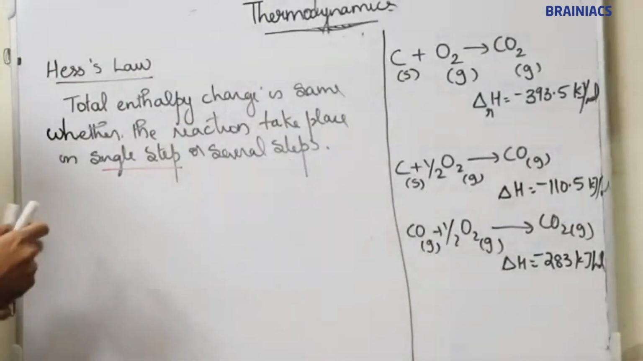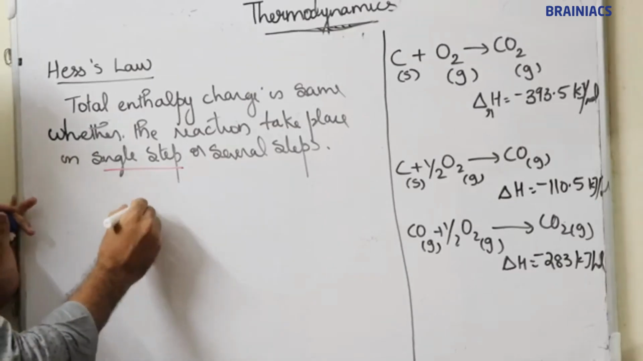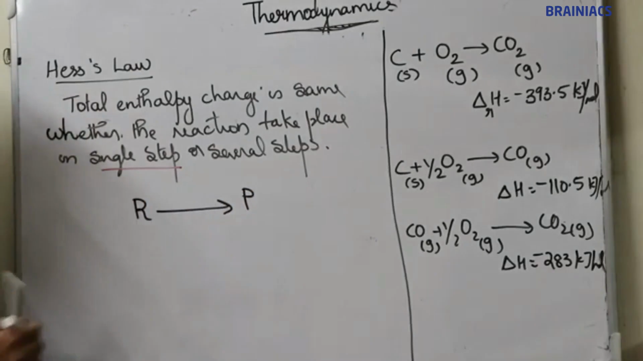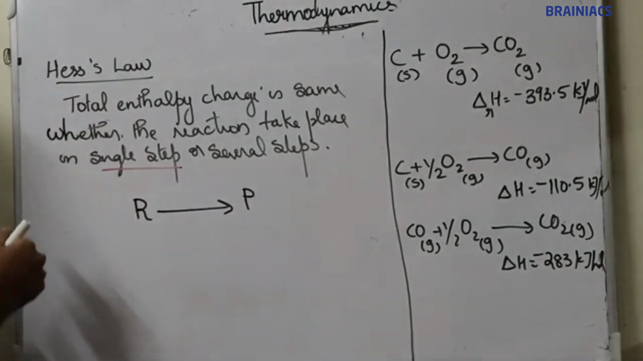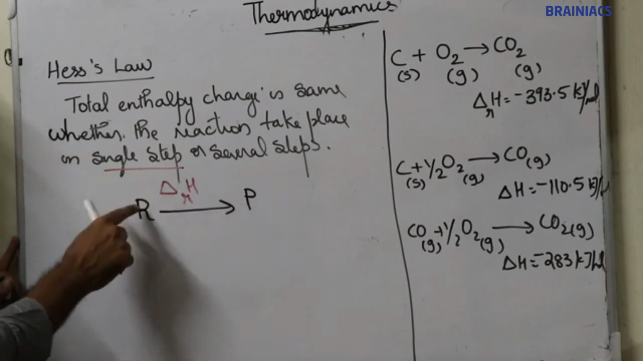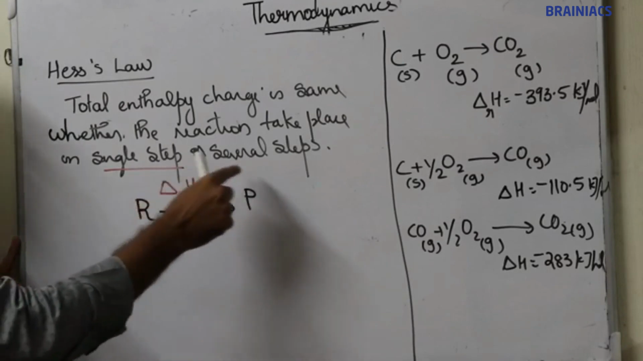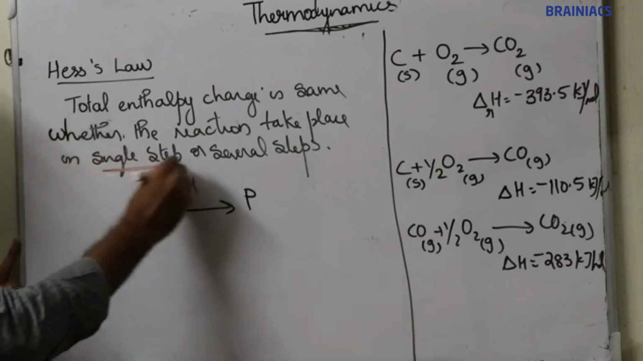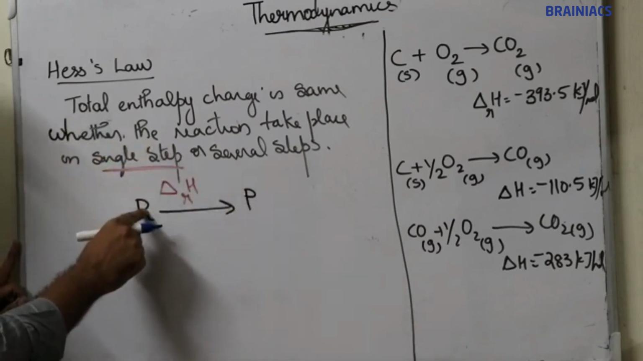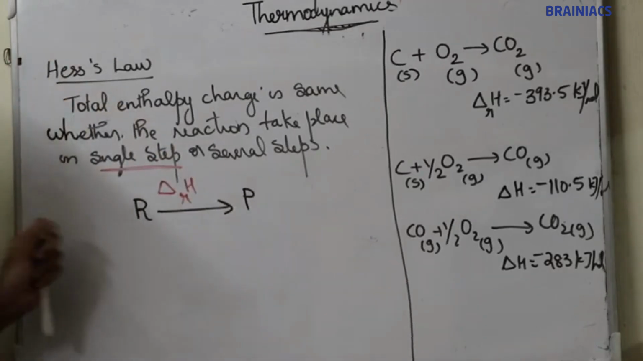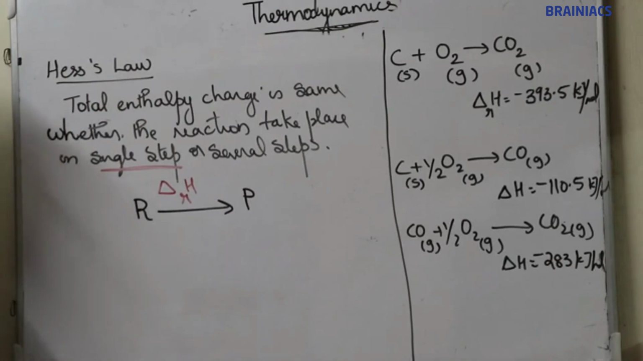Consider a reaction where reactant R is converted to product P. Here, reactant R is converted to product P directly in a single step. Let the enthalpy change be delta HR.